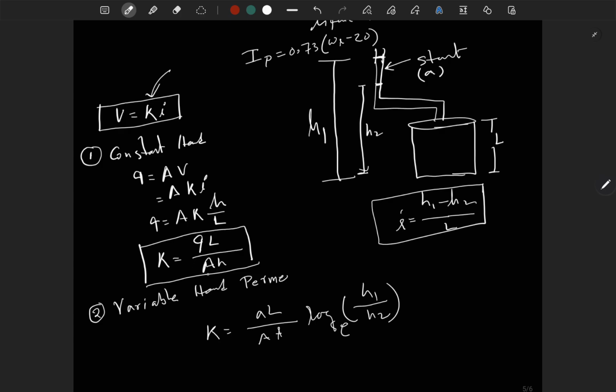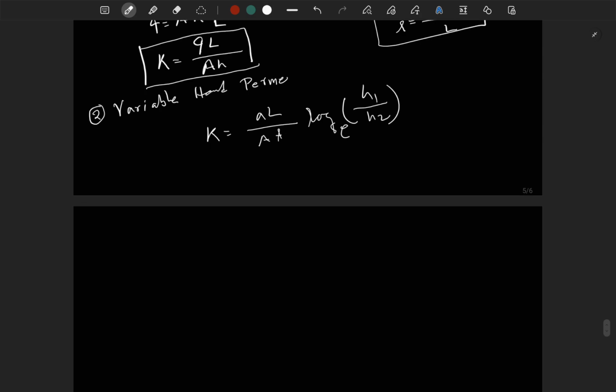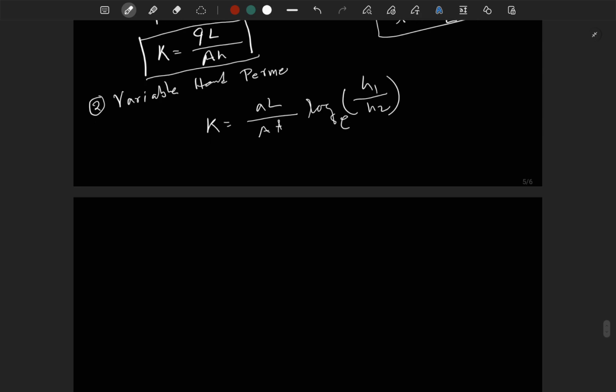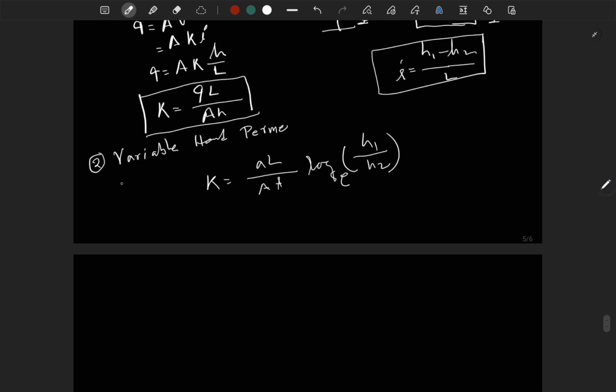How to remember that? In that equation, the capital A on the bottom is similar to the capital A on the bottom of the other equation, and the capital L on the top is the same way, just a similar thing. The variable head permeability test is most suitable for very fine sand and silt.